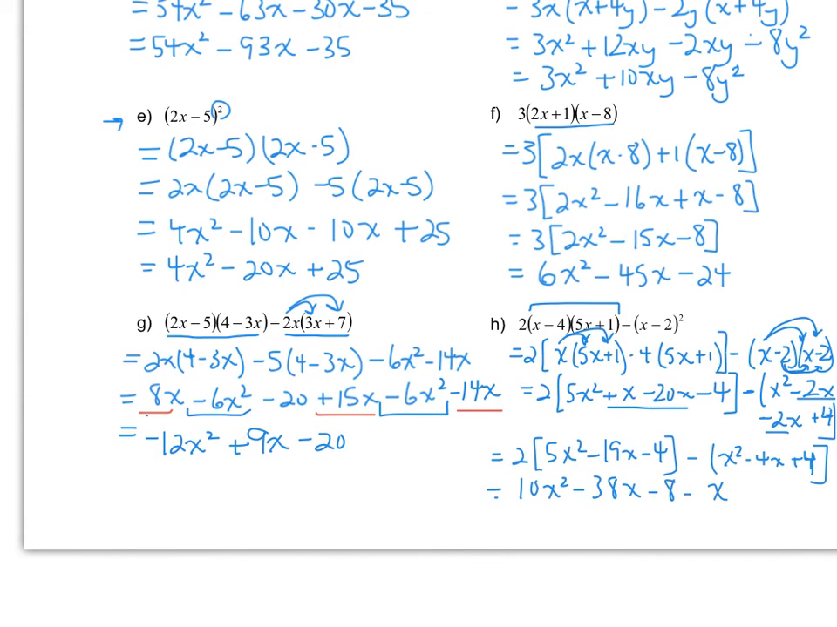And now I'm multiplying negative 1 through this bracket. So just be careful. I've got to take away everything in that bracket. So that's going to give me a minus x squared, a plus 4x, and a minus 4. Collecting like terms here, I've got 10x squared take away x squared. That'll be 9x squared. Sorry, I said x because I'm trying to rush here. Those go together. I have minus 38x plus 4x. That's going to be minus 34x. A minus 8 and a minus 4 is a minus 12.